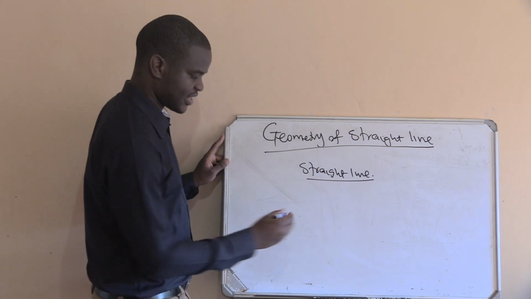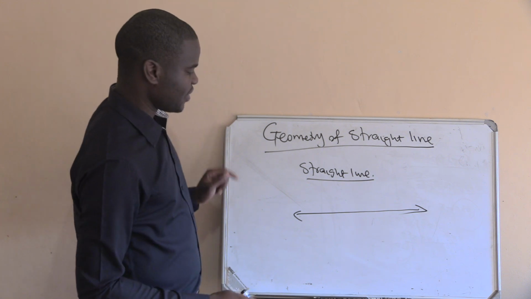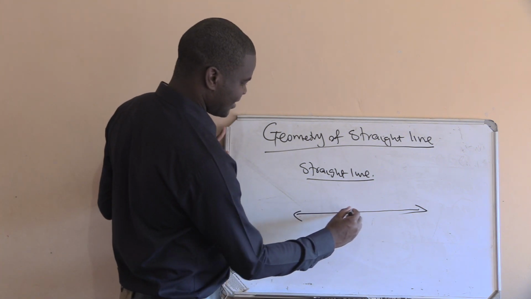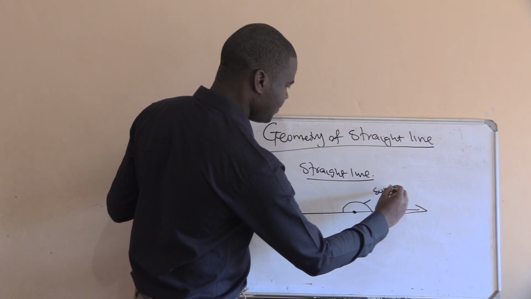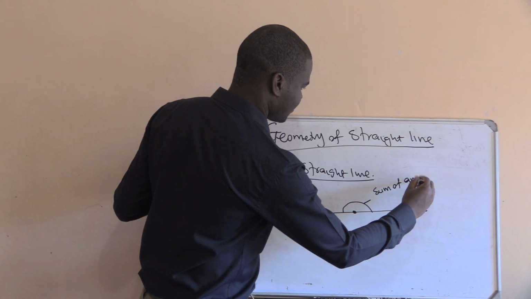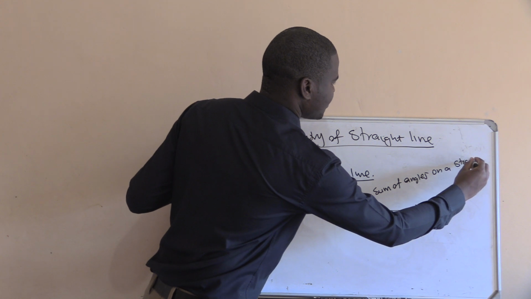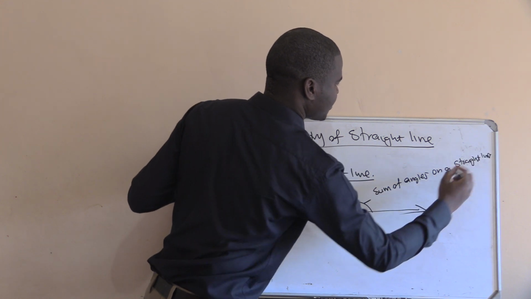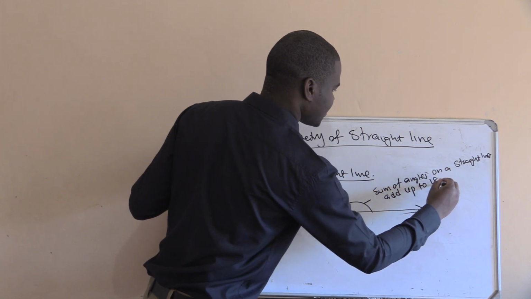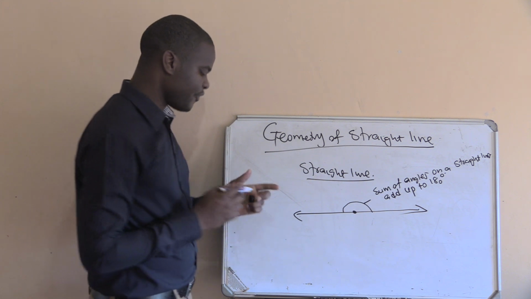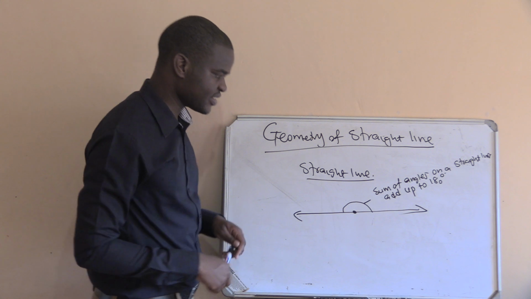What do you know about straight line? It's just a line like this. This is what we call a straight line. Remember class, on a straight line, don't forget, sum of angles on a straight line, they add up to 180 degrees.